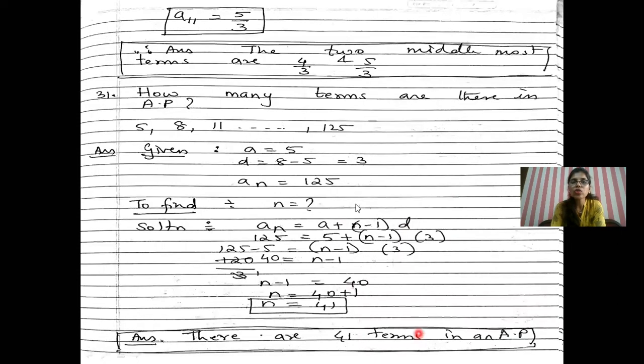And we get the value of a11, when we are substituting a as minus 5 upon 3 and d as 1 upon 3. a11 is a plus 10d, according to the formula a plus n minus 1 d. We got this value as 5 upon 3. So A11 and A10, we get the value. So now we go to the next sum.